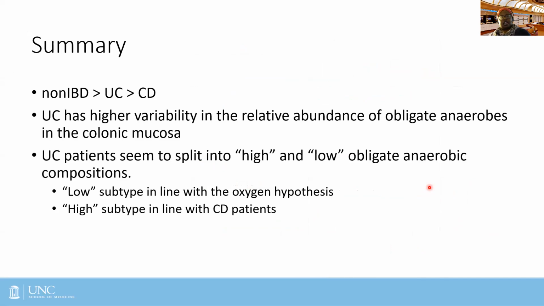So in conclusion, within IBD, there seems to be a decreasing gradient, with non-IBD patients having the highest diversity, UC patients undergoing a loss of diversity, but CD having the deepest loss of diversity in the colonic mucosa. UC patients also seem to have a higher variability in the relative abundance of obligate anaerobes in the colonic mucosa. And UC patients seem to split into a high and low obligate anaerobe composition stratification, with the low type in line with the oxygen hypothesis. We're seeing this depletion of obligate anaerobes as well as an increase in facultative species and aerobic species, while the high subtype is more in line with our Crohn's disease patients, which contradicts the oxygen hypothesis.